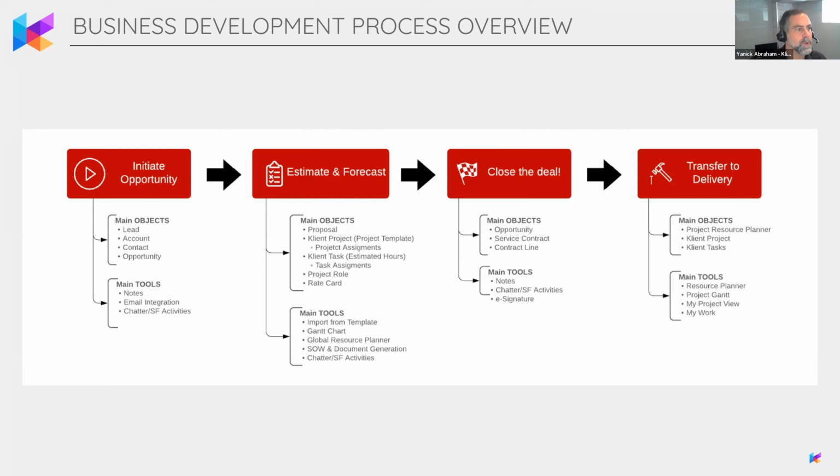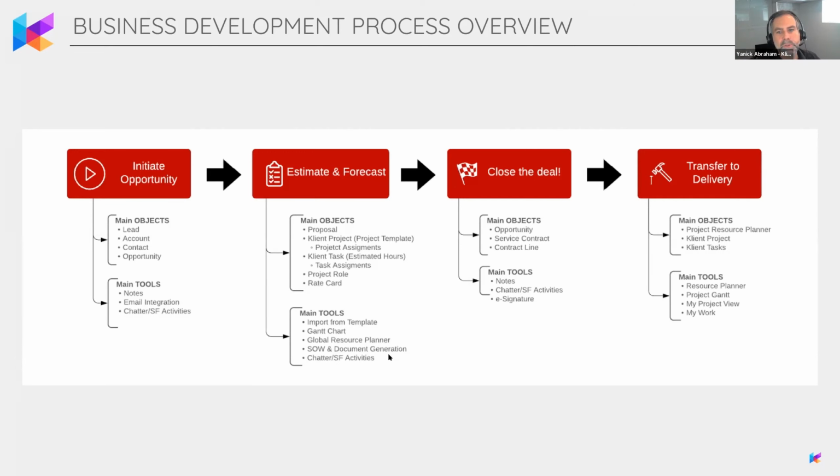So you have that same number. Again, other object, project role, and rate card. I don't want to go deep. It's better when Dominic's going to show his screen. But the objects or the tools we were going to use: the import from template, the Gantt chart, the resource planner to see if we can really support those roles.